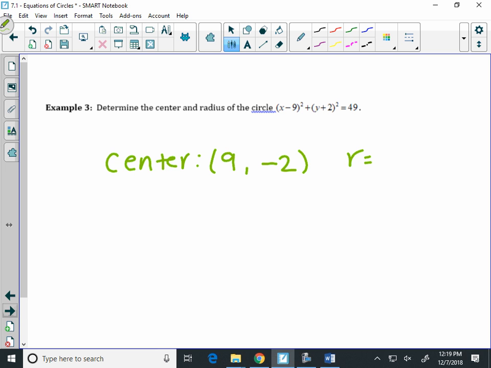What do you think we have to do with our radius here with 49 to get our radius? What is it? Square root it. Very good, because in the equation, it's r squared. So to just get r, you take the square root of it. And what's the square root of 49? There's your info. We want our center, we want our radius. Questions over that?